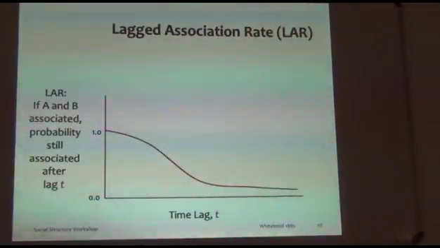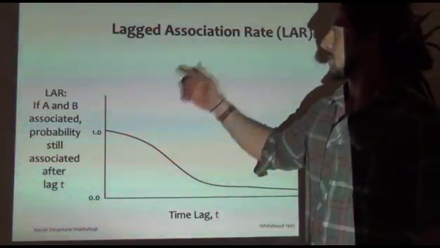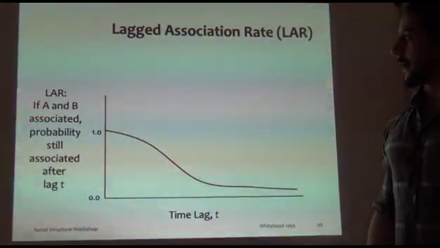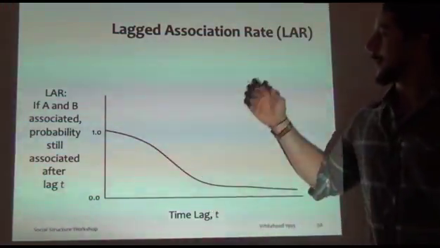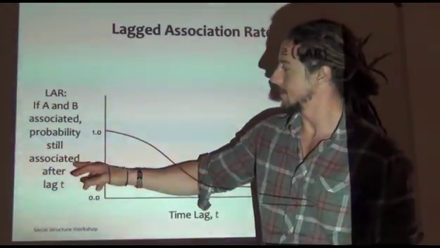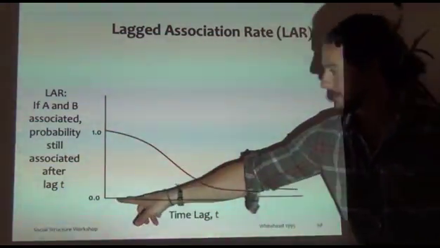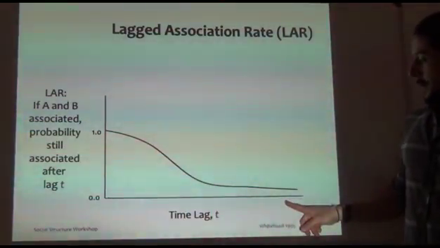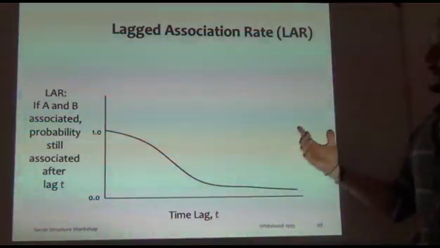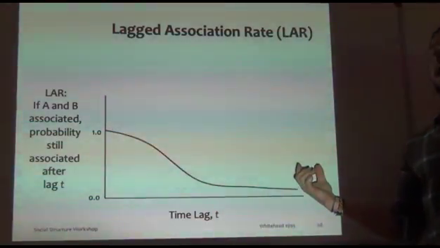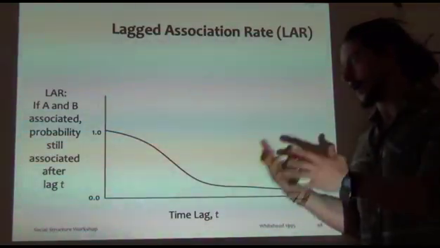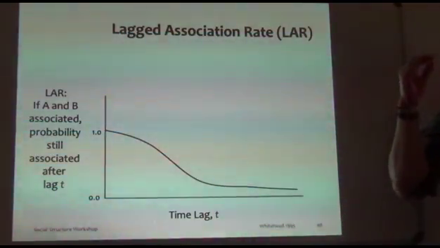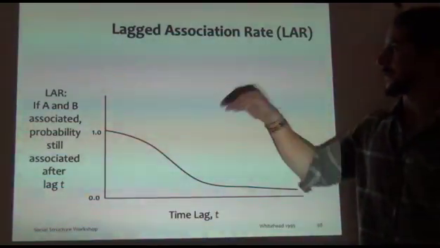So we calculate this probability, lagged association rates, LAR, and so if individual A and B are associated right now, we want to see the probability of them being still associated after a time lag T. So we know one assumption is that they will tend to decay over time. So the models we're going to see tomorrow, they're all related, they are all exponential decay models. Because we kind of expected over time things.